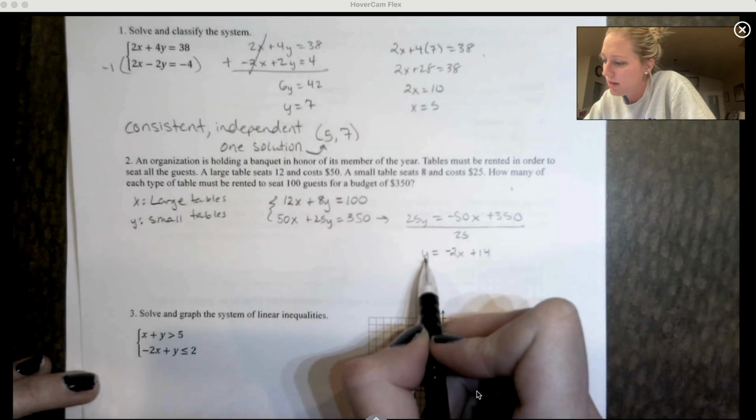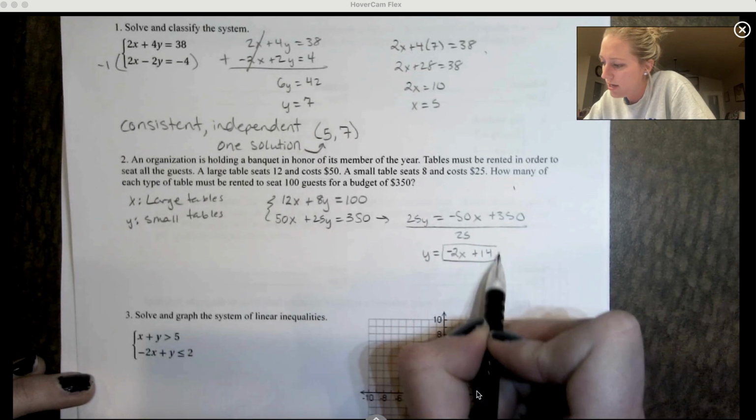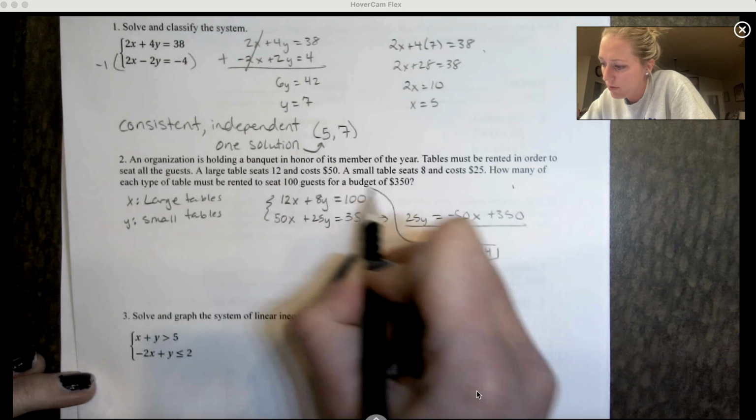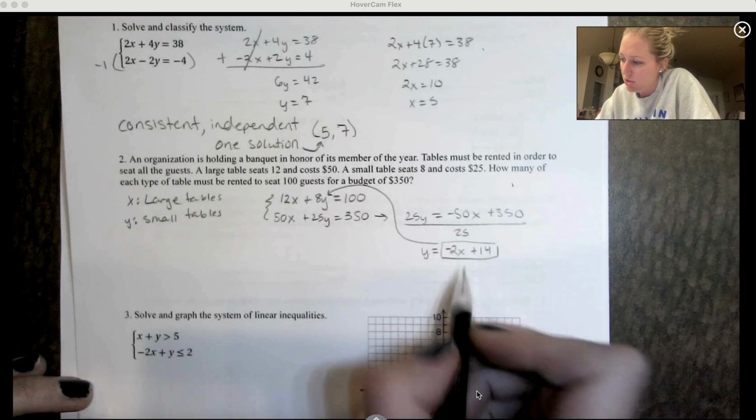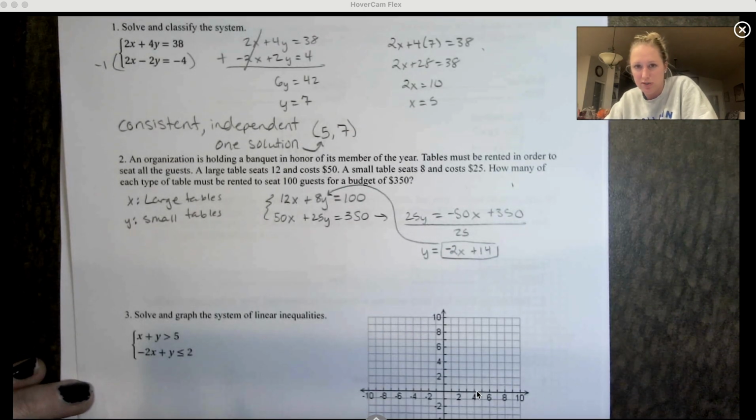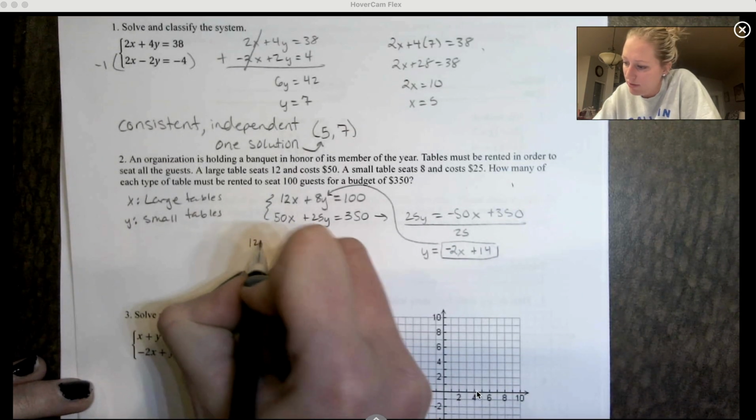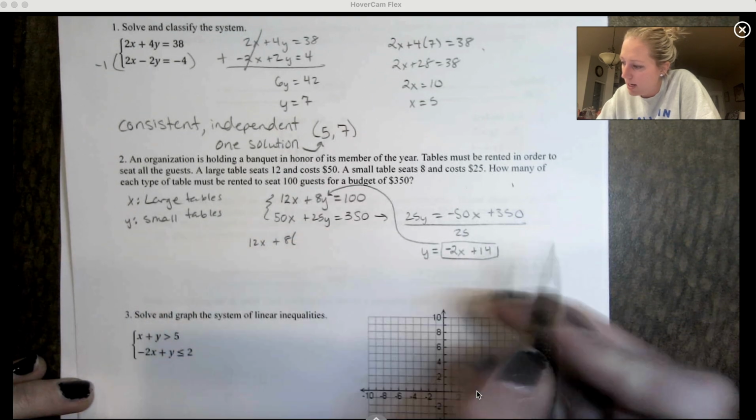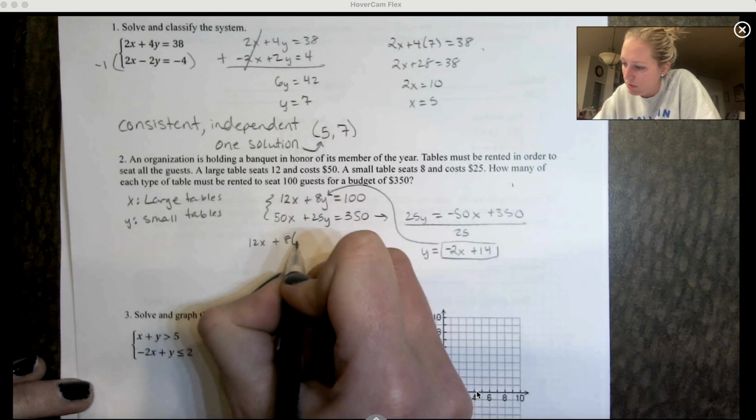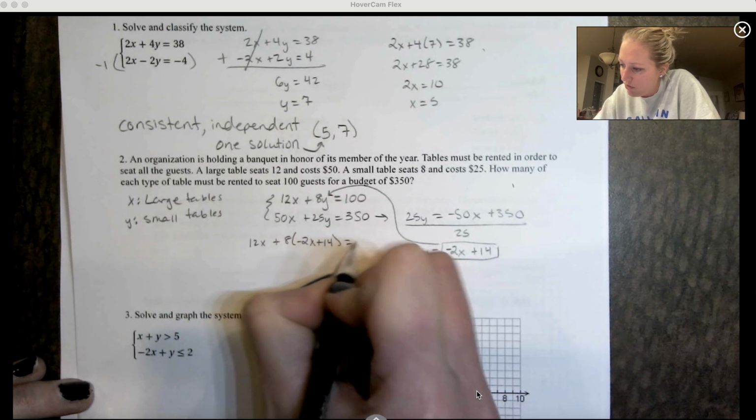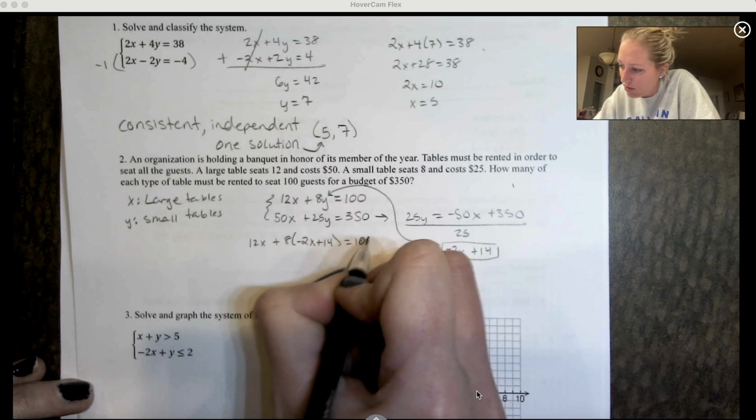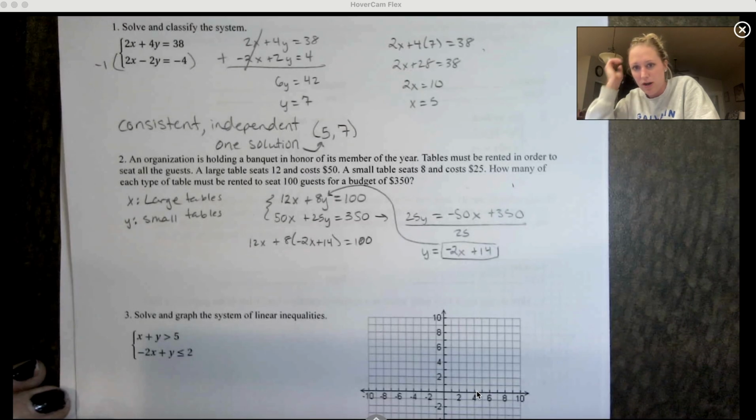Okay, so now that I know this equals y, we're going to substitute that in for y in the other equation. So now I'm going to rewrite this equation with this expression substituted in for y. So we've got 12x plus 8 times, instead of y, we're going to substitute in this, -2x plus 14 equals 100. Oh, 100. Okay, so now we're going to solve this for x.